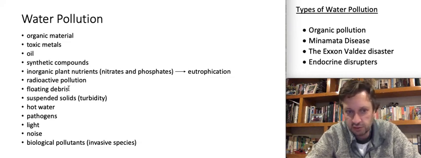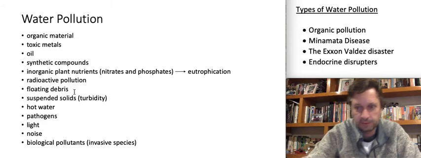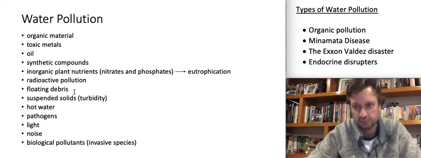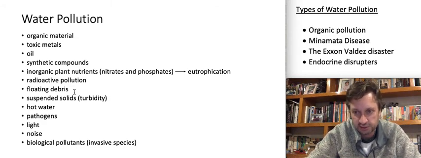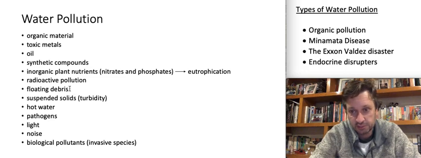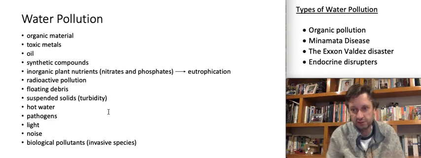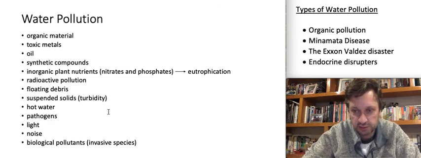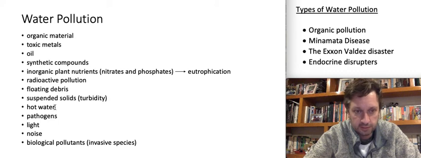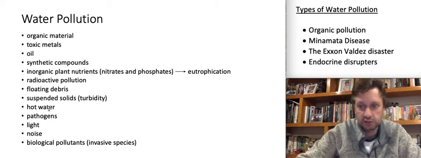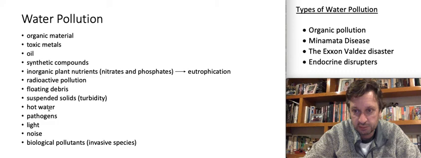Then things you might not think of readily, floating debris, but you're probably familiar with pictures of floating plastics and microplastics, specifically in the Pacific these days. Suspended solids, which can have a big effect on water bodies, are basically just small particles that obscure the water, make it very dark. Hot water. You can introduce hot water to water bodies and the temperature change can have a big effect on an ecosystem.